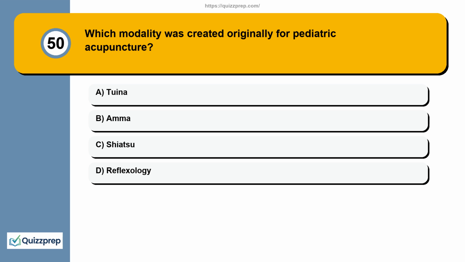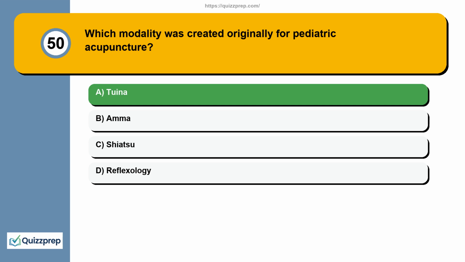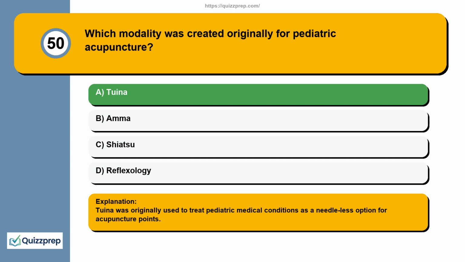Question 50. Which modality was created originally for pediatric acupuncture? Chuina, Ama, Shiatsu, reflexology. Chuina was originally used to treat pediatric medical conditions as a needle-less option for acupuncture points.